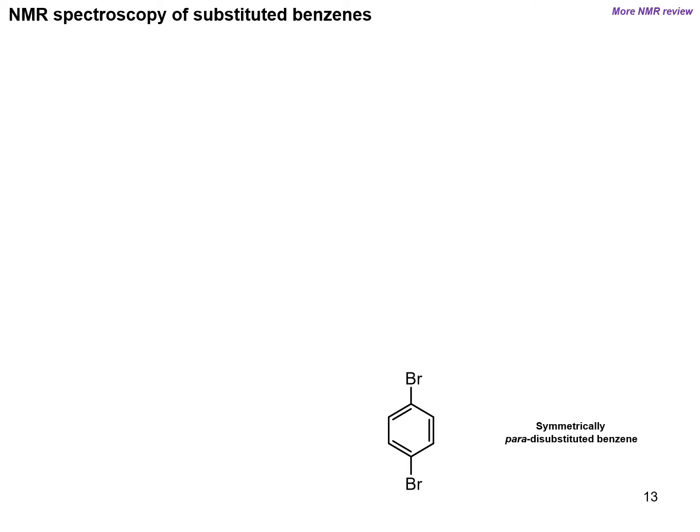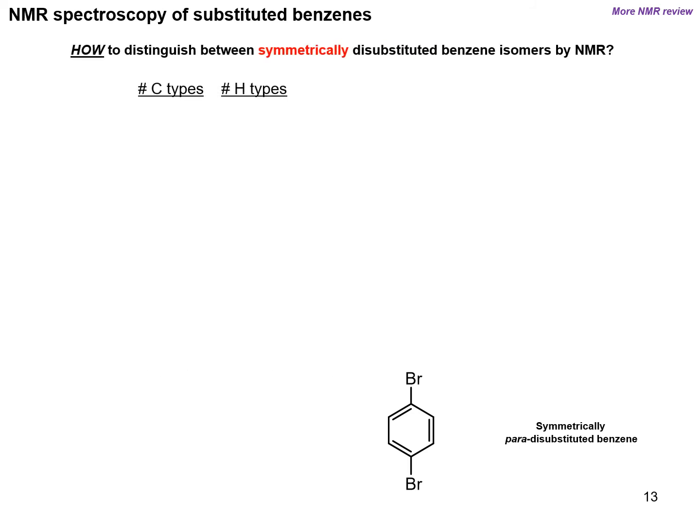One final topic, and that involves NMR spectroscopy of disubstituted benzenes. How can you distinguish between ortho, meta, and para disubstituted benzenes? We'll start with symmetrically disubstituted benzenes, that is, the substituents on the benzene ring are identical. One easy way to do that would be by establishing the number of different types of carbons and hydrogens in the ring, and that would equate to the number of different carbon and proton signals you would see in the carbon and proton NMR.